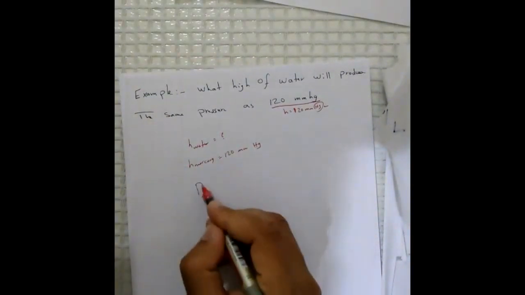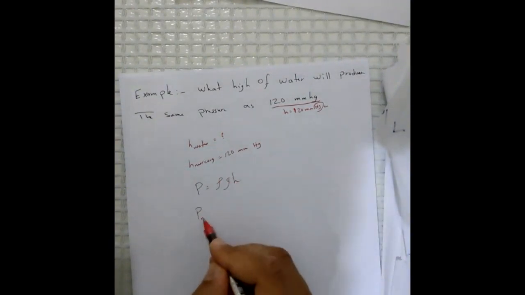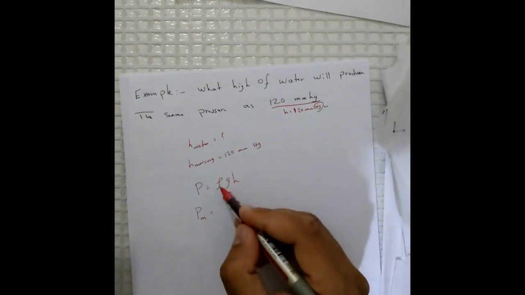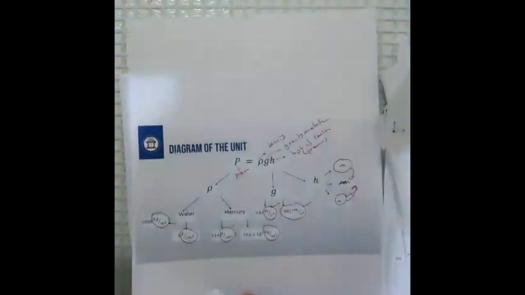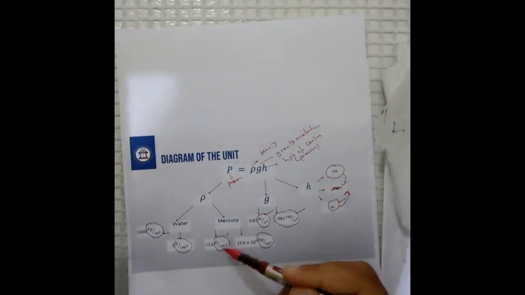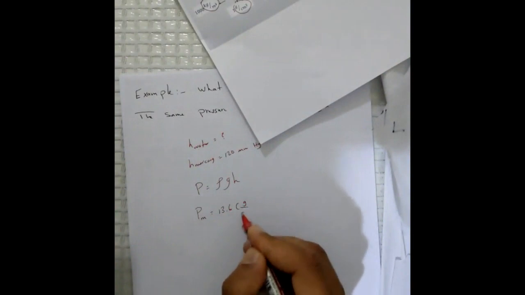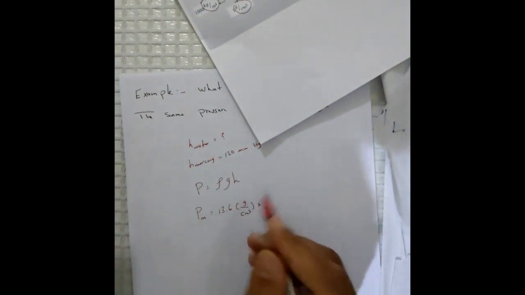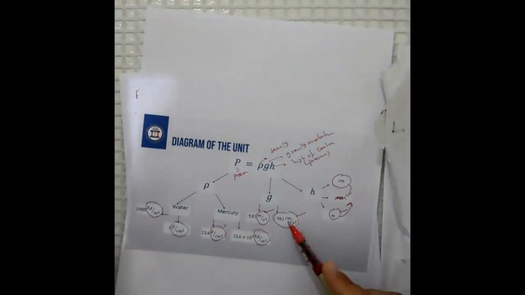How can we know that? First of all, we know that P equals rho g h. The pressure for mercury, I will say P M, equals rho for mercury. Rho for mercury is up to you, because he didn't mention it here. You can use this one or this one. I will use gram per centimeter cubic, so it will be 13.6 gram per centimeter cubic multiplied by g. Because you are using this unit for mercury, you will use g in the same system, so centimeter here and centimeter here.